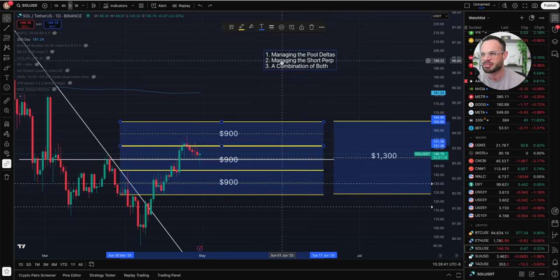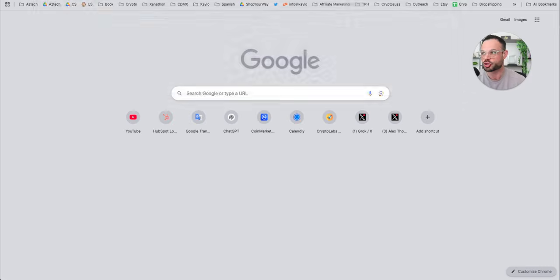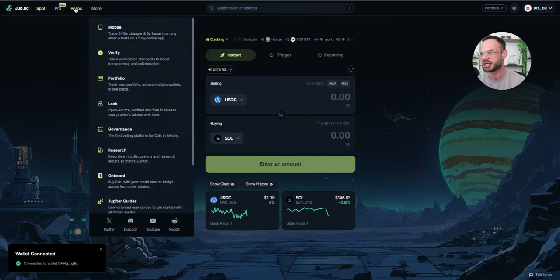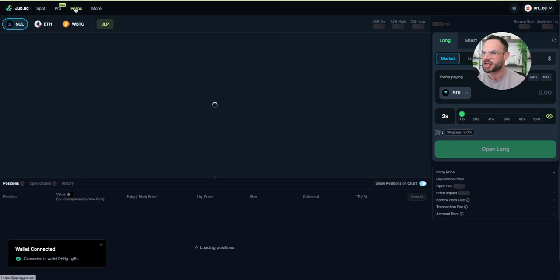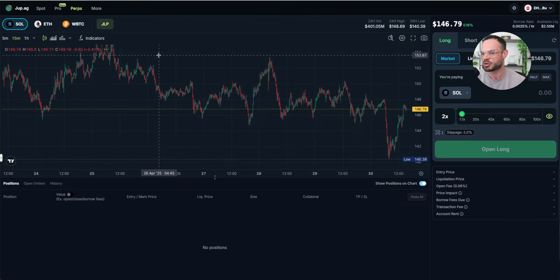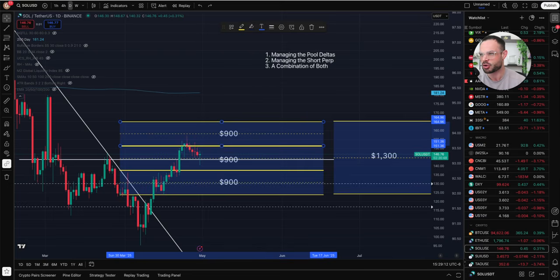Method number 2 is managing the short perp. If I jump over to Jupiter very quickly, jup.ag is a decentralized exchange aggregator on Solana, which also offers perp trading. I have actually closed out my short position, and I'll explain that in a moment. But when you have a short position open on Jupiter and you're shorting Solana, in the case where I was doing this, you have the option to partially close and partially increase that short position so that you can manage the deltas of the overall strategy.